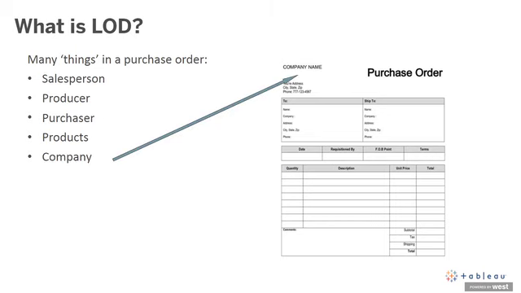There's the company that is the sales company that's facilitating the purchase. But actually, there are multiple companies. There's the seller company. There's the purchaser company.